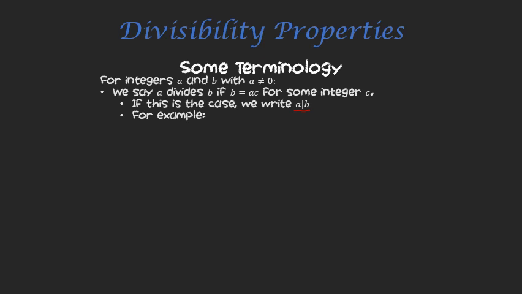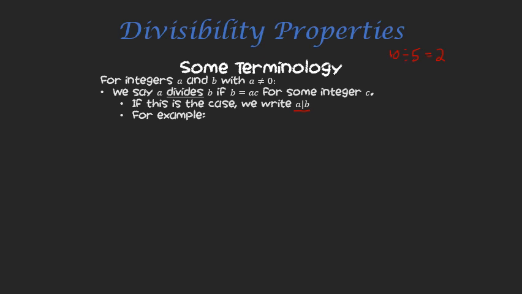One thing I've seen students do in the past is they think a divides b means a divided by b. Well, a divided by b is an operation, right? So I could say something like 10 divided by 5. That's a computation, and it's equal to 2. But in this case, a divides b, a vertical line b, that's a statement. It's not some computation, it's a statement.